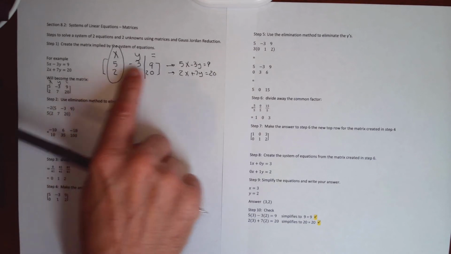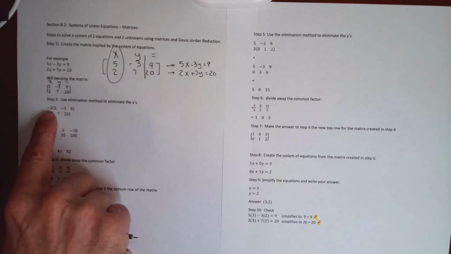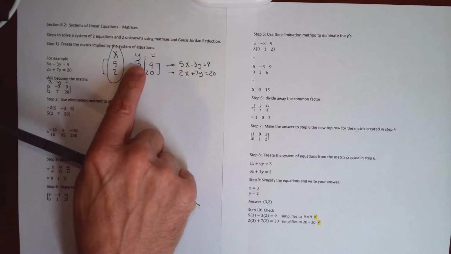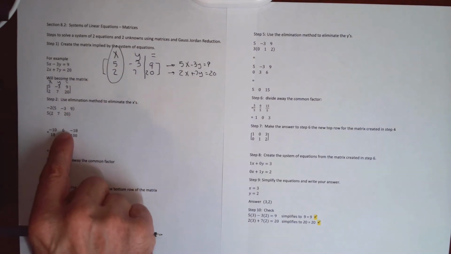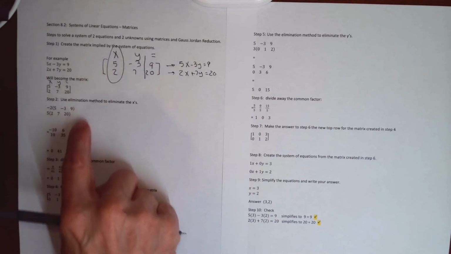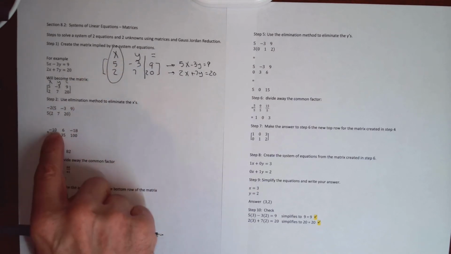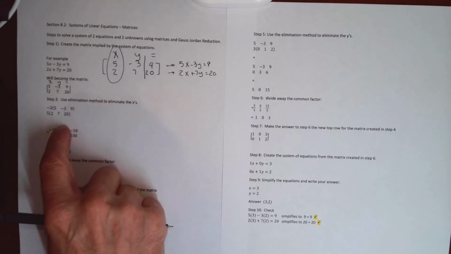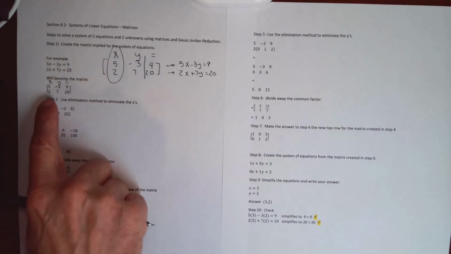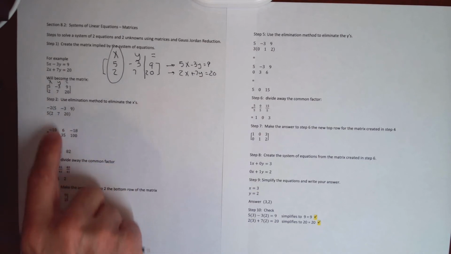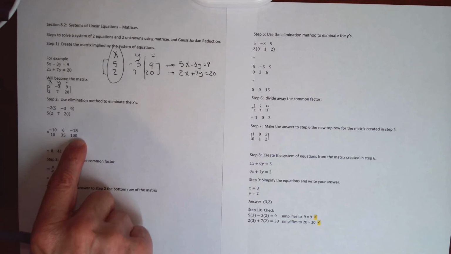So I'm going to multiply the entire top row by -2. I'm going to go -2 times 5 and get -10, -2 times -3 and get +6, -2 times 9 and get -18. That makes the x in the top row have a -10 in front of it. Bottom row I'm going to multiply by 5. 5 times 2 is 10, 5 times 7 is 35, 5 times 20 is 100.